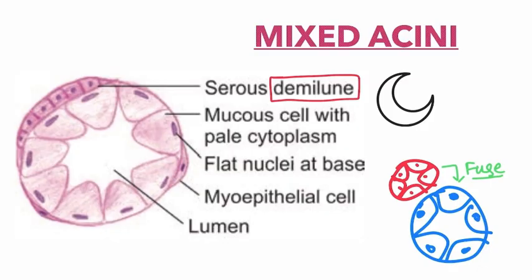Now there is one term called mixed acini. So you might have heard about serous demilune. So demilune is nothing but a crescent or moon-like shape. So how is the serous demilune formed? There is one mucus acinus and a serous acinus fuses with its apical part. So it will give a crescent appearance, which you can appreciate in this slide. So this is serous acini actually fused with mucus acini.